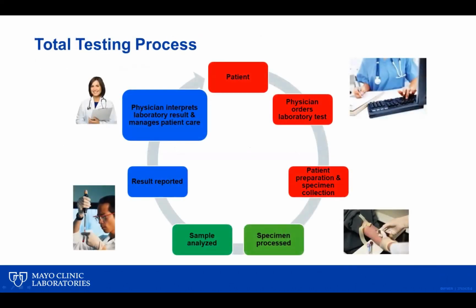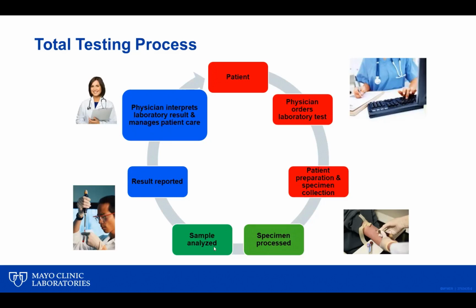But it's important to take a step back and understand how patient safety can be highlighted within what is called the total testing process. And this is where it both begins and ends with the needs of the patient. This is a multi-step process that begins with the patient and a clinical question regarding that patient. It's followed up by a physician order for a laboratory test. Then that patient undergoes preparation procedures and a specimen is collected, which is then sent to the lab for specimen processing and then eventually analysis. That result is then reported into the patient's record. And then finally, the physician interprets that laboratory result and can manage patient care.